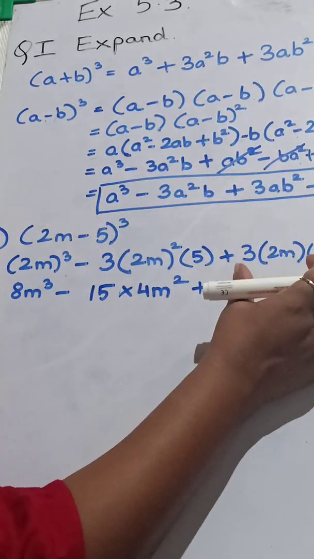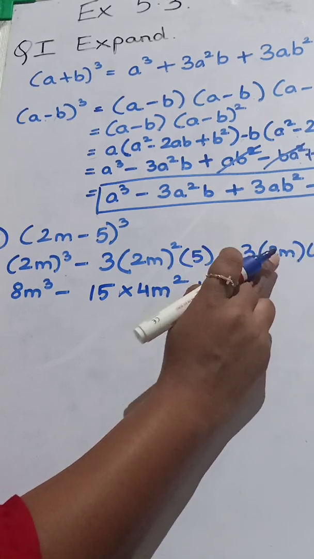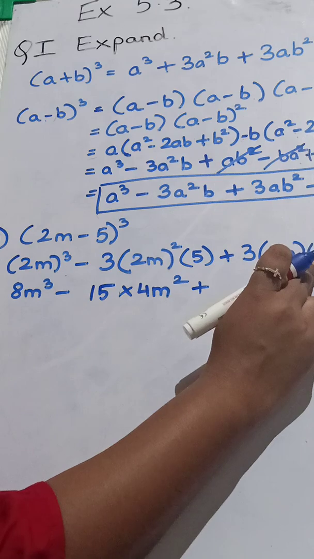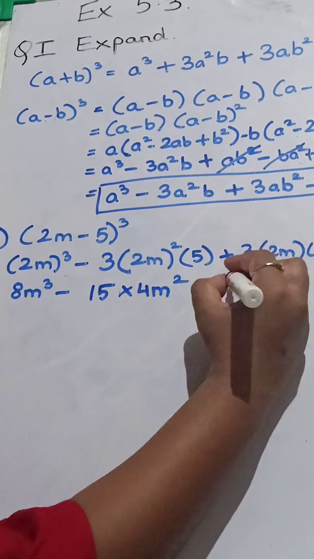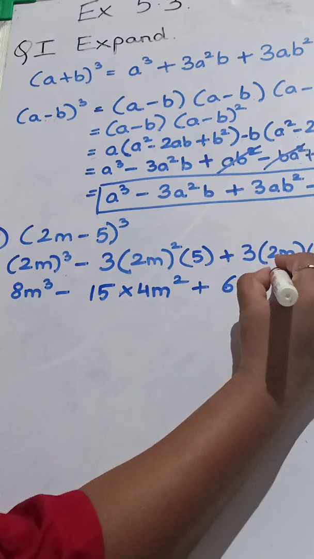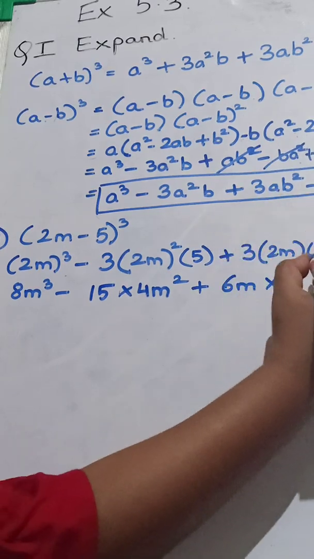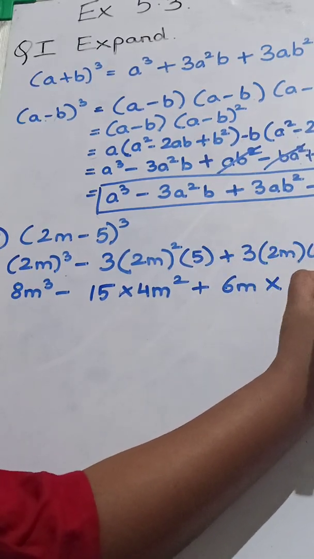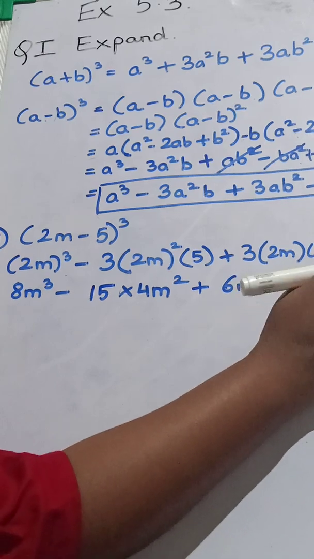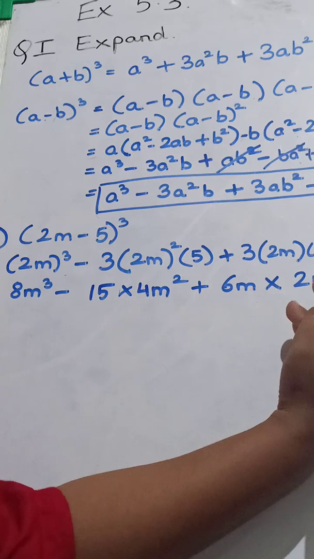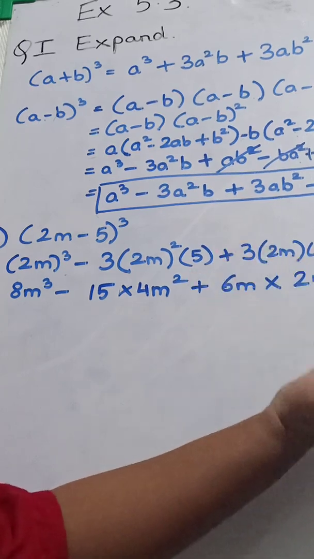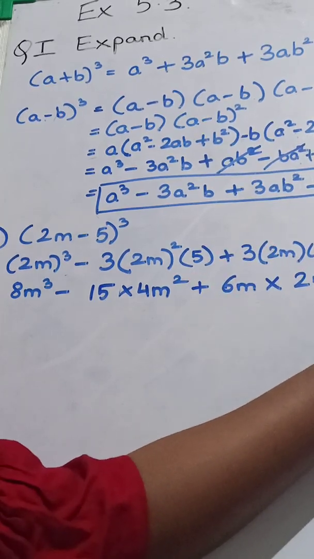Now this part is finished. Now we are going to go to the second part, that is 3 multiplied by 2m multiplied by 5 into 5. That is a bracket we have to solve. So first we will solve this. 3 2s are 6m. And in the bracket we have 5 5s are 25, minus 5 cube. Last time I told you all, 5 into 5 is 25, 25 into 5 is 125.